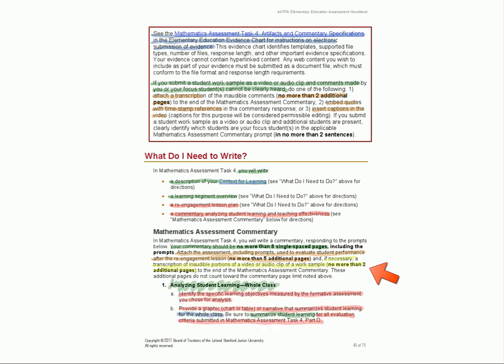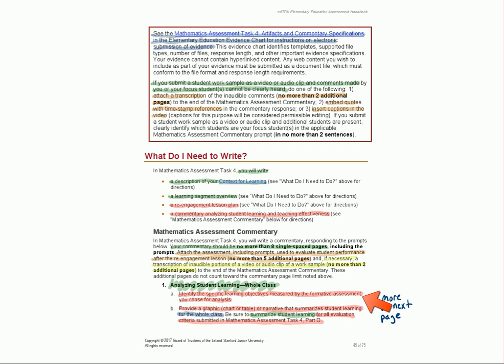So, analyzing student learning whole class. And I want to note something here so you can keep yourself in order here. There's A and B here under analyzing student learning, but there's also a C on the next page. So you might flip ahead so you see all 3 parts of those. So let's get started on this, analyzing student learning whole class. Identify the specific learning objectives measured by the formative assessment you chose for your analysis. Okay, so set those out.